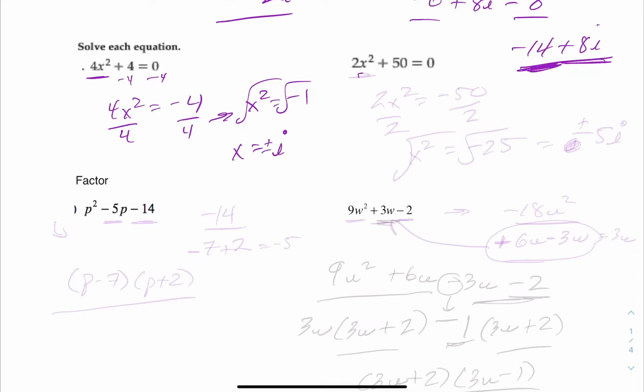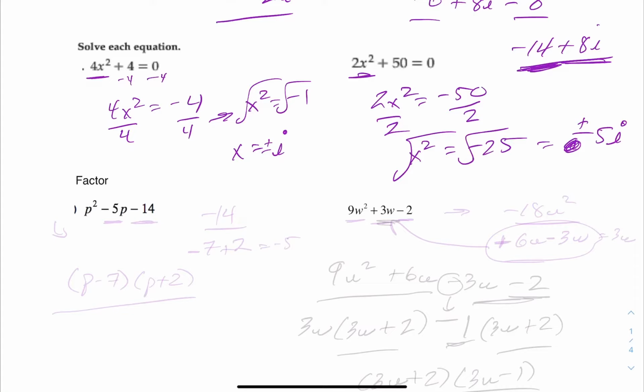Over here, same idea, there's only one x, so get it by itself. So 2x squared equals negative 50. Divide by 2. x squared equals negative 25. Square root it. That's 5, so it's 5i. And when you take a square root, it's plus or minus, because you're solving.